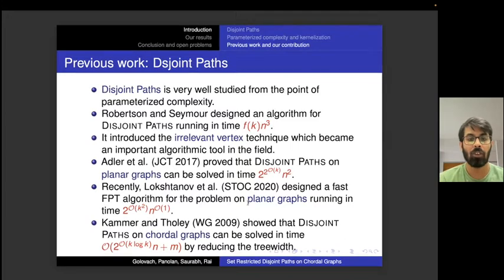Another restricted graph class on which disjoint paths has been looked at is chordal graphs. Kammer and Tholey showed that this problem is FPT on chordal graphs. In particular, they showed that this can be solved in time 2^O(k log k) (n+m). And their technique actually reduces the treewidth to find this FPT algorithm.